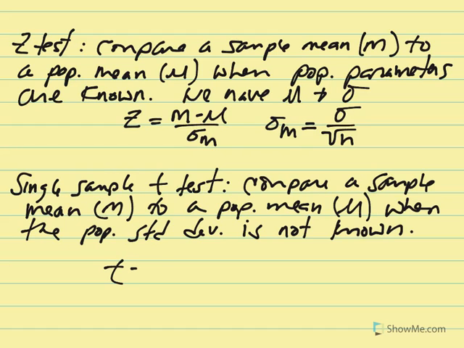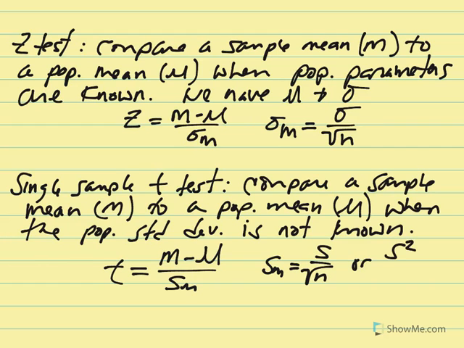And we learned that our t-statistic was equal to M minus mu over the estimated standard error. And the estimated standard error of the mean was equal to the standard deviation of the sample over the square root of n, or the sample variance over n, and we take the square root. So again, the reason why we would opt to conduct a single sample t-test, which is the comparison of a sample mean to a population mean, is because we would not have access to all the necessary population parameters. Again, in both of these instances, what we want to find out is whether the sample is significantly different than the population.